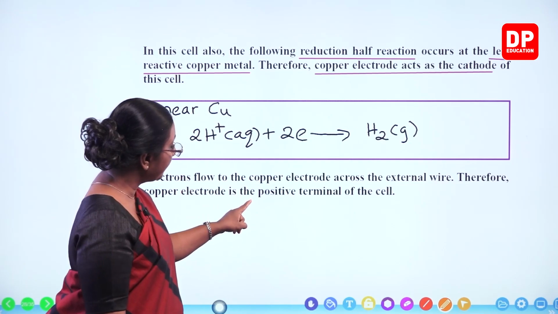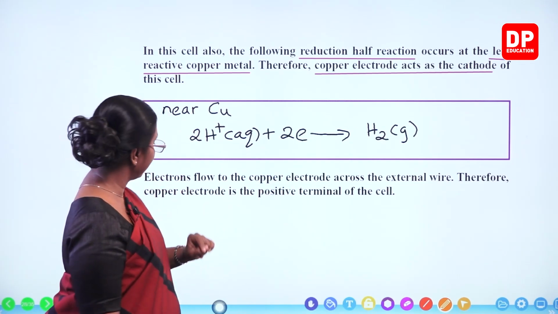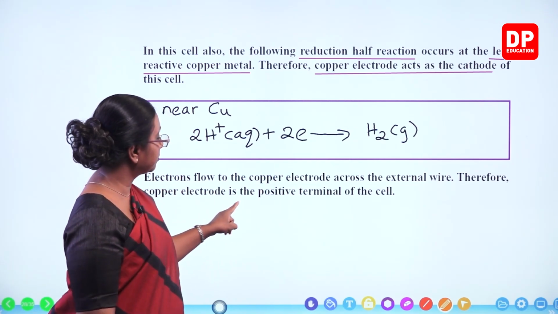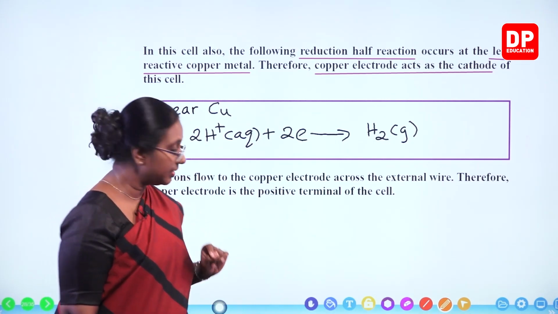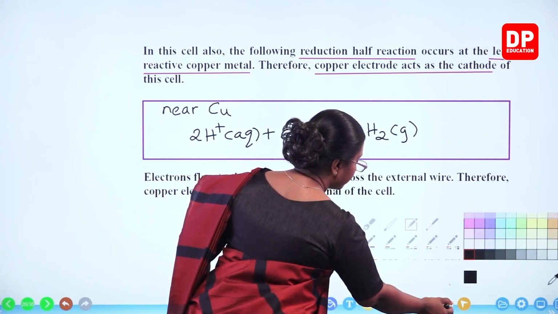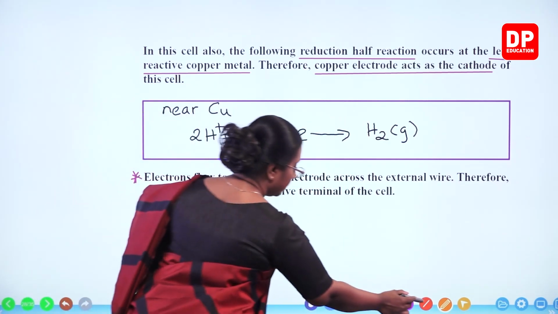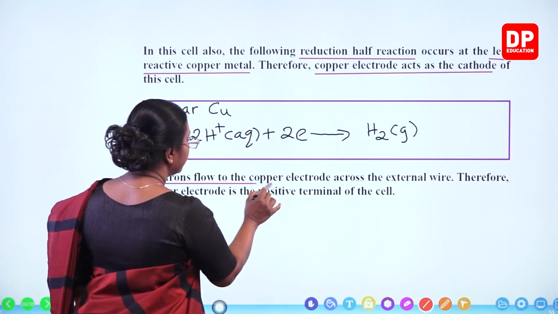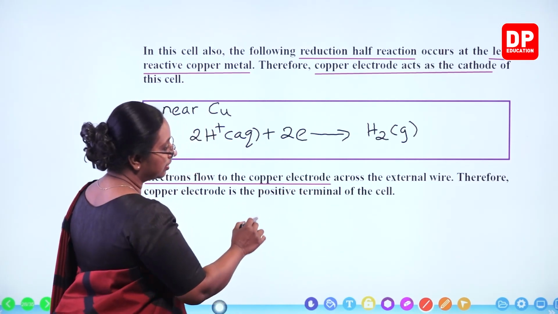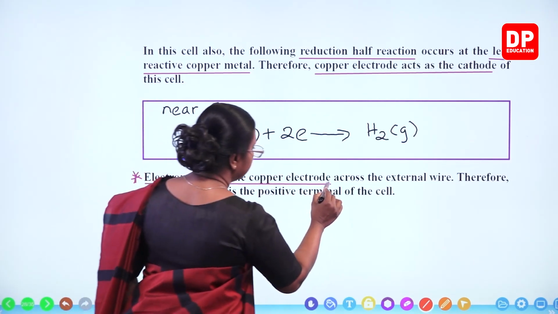Electrons flow to the copper electrode across the external wire. Therefore, copper electrode is the positive terminal of the cell. So that is also something you need to remember. Electrons flow to the copper electrode across the external wire.